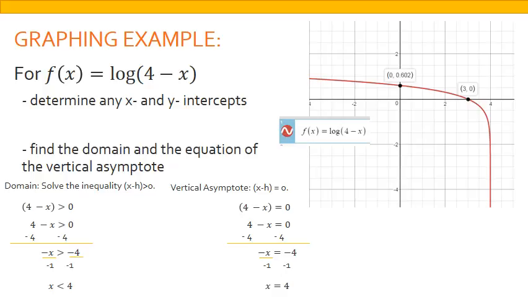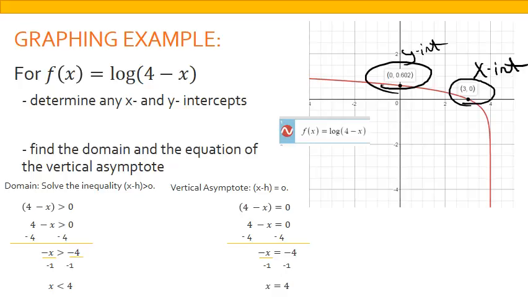So determine the x and the y intercepts. Okay, so the x and the y intercepts, click on the x and y intercepts, and that's going to give you those 2 points. So we know the x-intercept is at (3, 0), so that's your x-intercept. And we know that this right here, 0.602, is going to be your y-intercept.